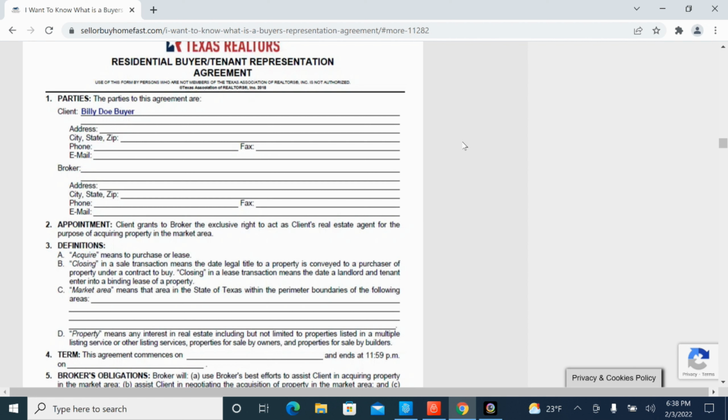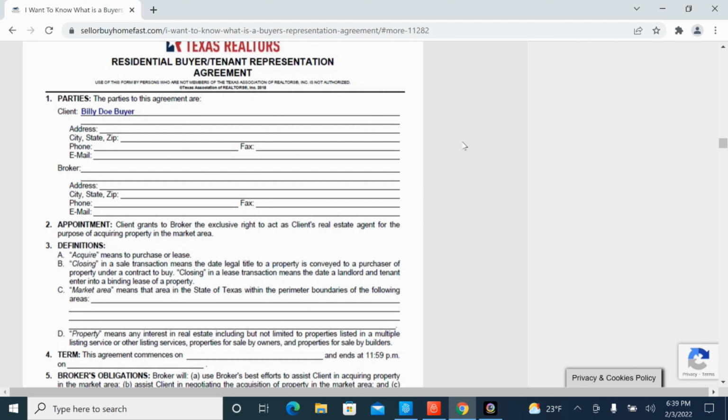Sometimes it might be at the very beginning when you start your search for properties. Other times the realtor might wait and show you a couple of properties before showing you the residential agreement. And then other times the agent might wait until you're ready to make an offer, and then the agent will send over the offer paperwork along with the residential representation agreement.